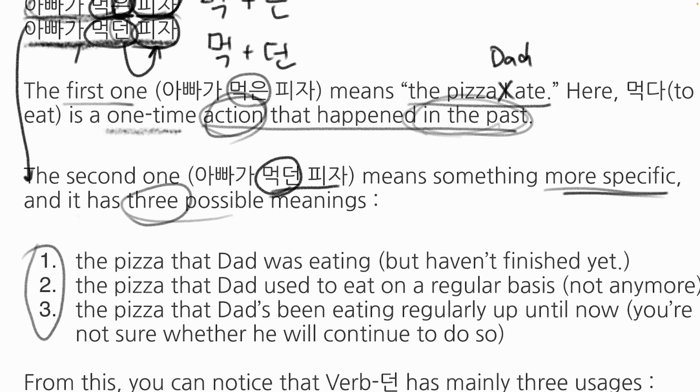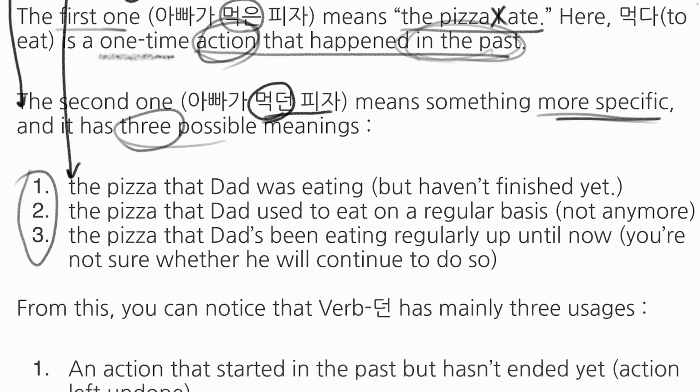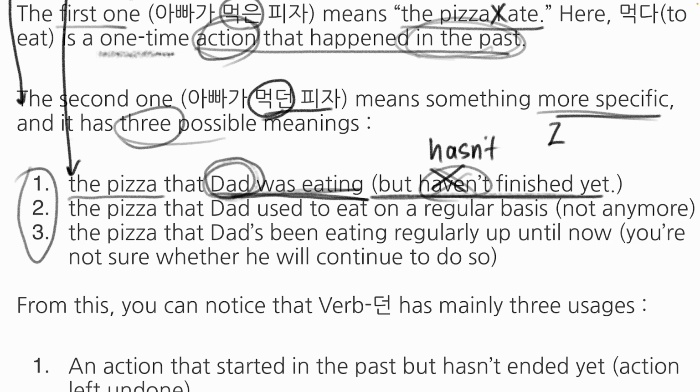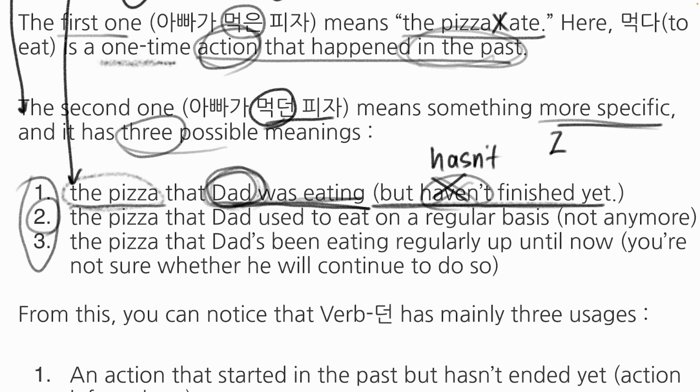So 아빠가 먹던 피자 can mean one of these three. The pizza that dad was eating, but he hasn't finished it yet. So there's still leftover pizza. The pizza isn't finished yet. And the second one, the pizza that dad used to eat on a regular basis. So used to, meaning he does not anymore. He does not eat this pizza on a regular basis, but he used to.